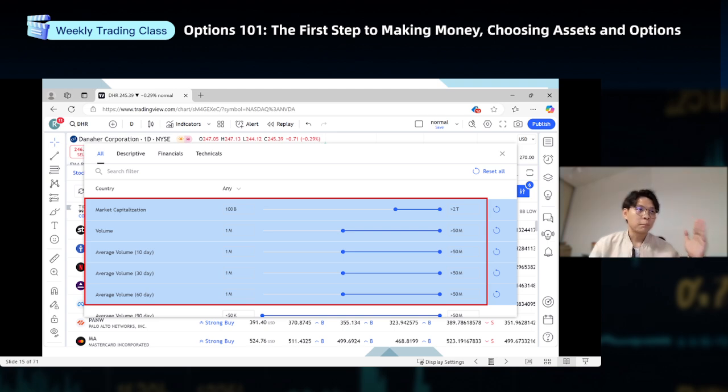So we will make all the averages above 1 million, so that I can make sure this share itself has a very high market cap, so that we have more availability of options. And then across the 60 days, there is a higher trading volume. So it's unlikely to get trapped in a position. We can get in and out of the position very easily.